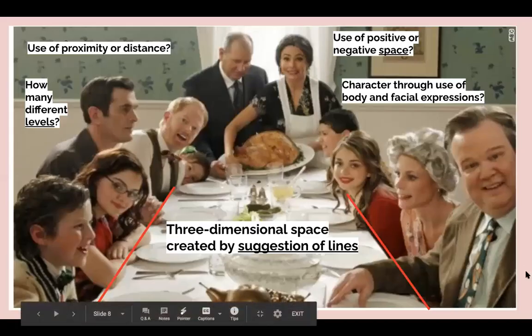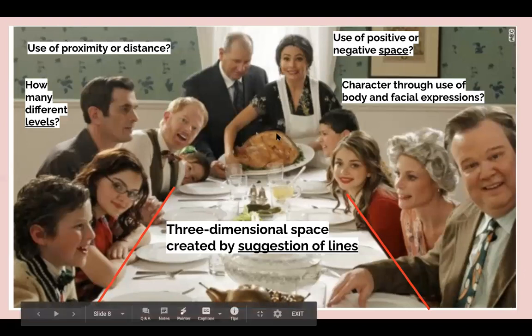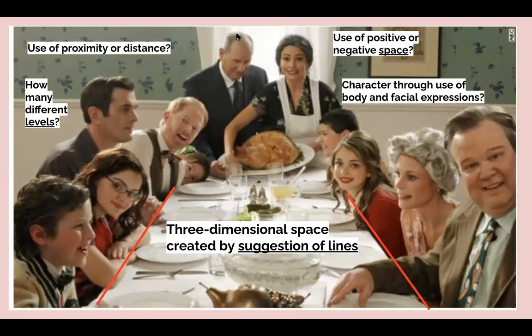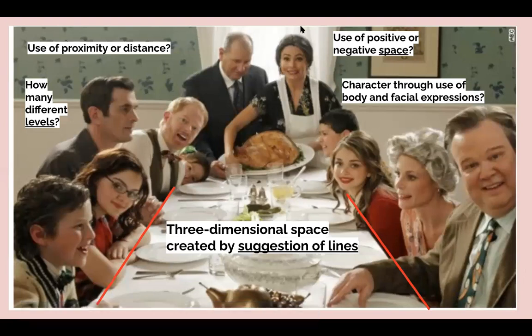So this is an example of a tableau, a photograph that tells a moment of narration. It tells a story. We have characters that are in close proximity to one another. We have different levels, high, mediums, and lows. We also have a variation of those things.